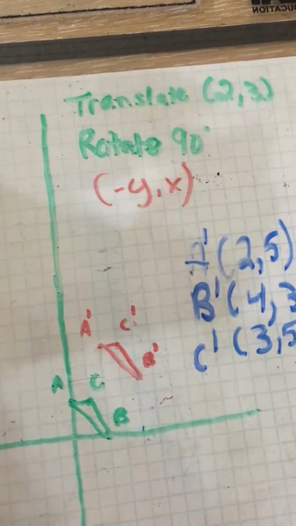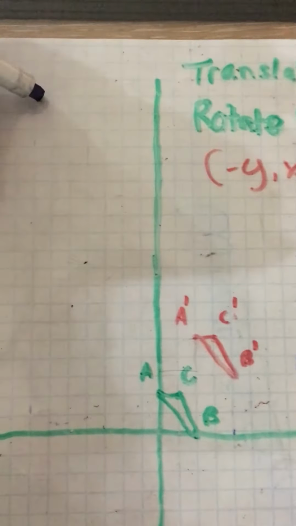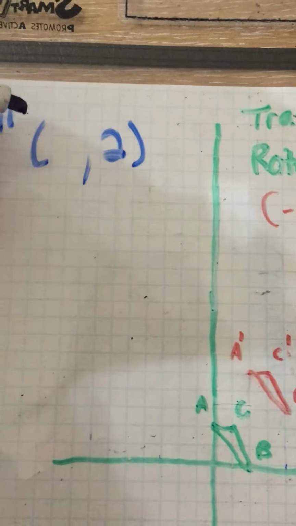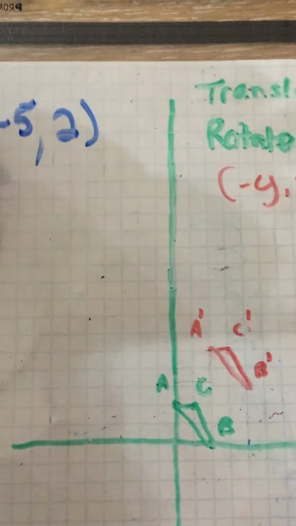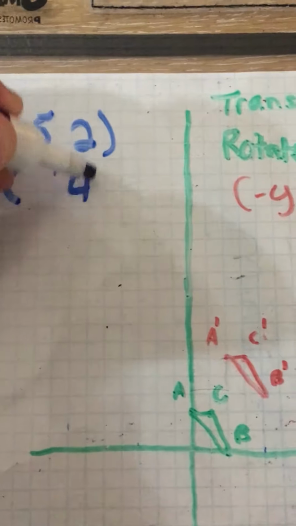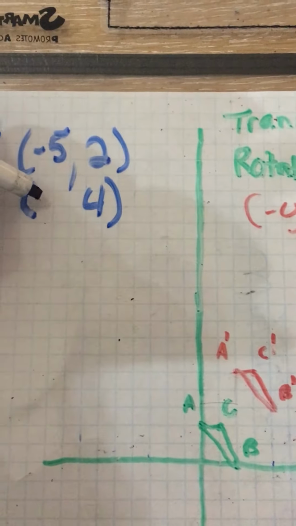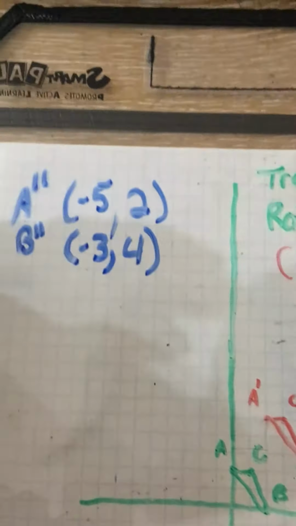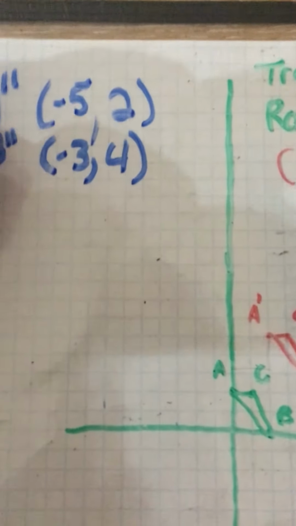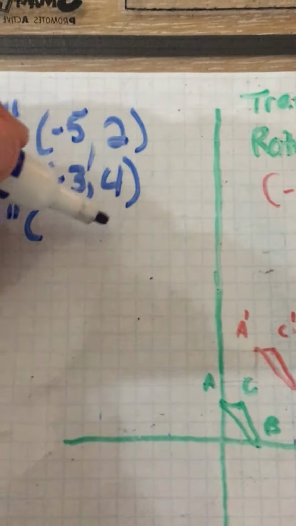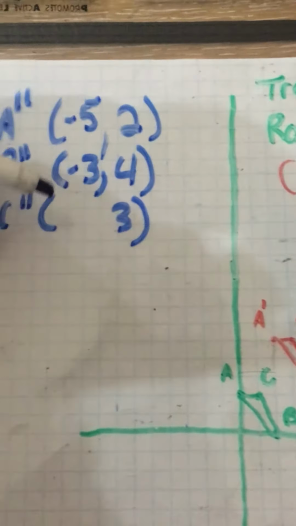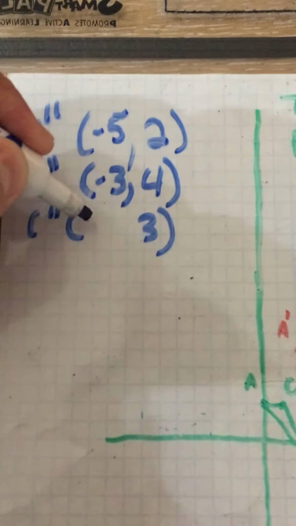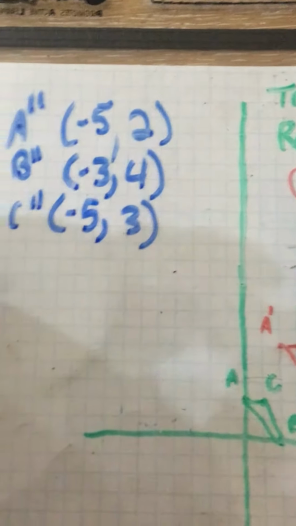A double prime. My x stays the same and becomes my y, so it's a positive 2 as my y. My 5 becomes a negative. B double prime. My x stays the same, which is 4. My y becomes a negative 3, or my x becomes a negative 3. And C double prime. My x is a 3 and it becomes my y, so that stays the same. And my y turns from a positive 5 to a negative 5 and becomes my x.